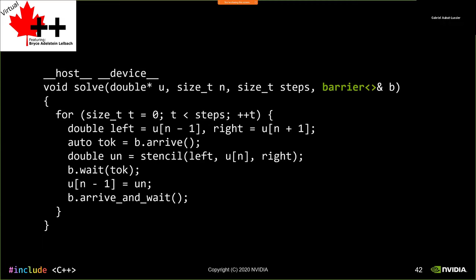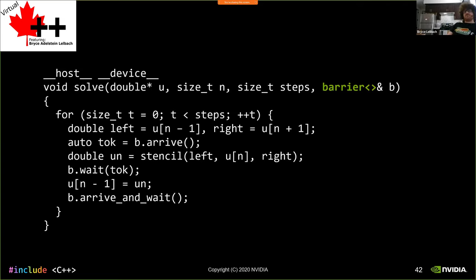Then we go and call the stencil function, and then we go and wait on the token that we got from arrive. And then finally, after that wait, we assign to the cell that we own. That should be UN, not UN minus one. And then we do an arrive and wait to make sure that everybody can see our update.